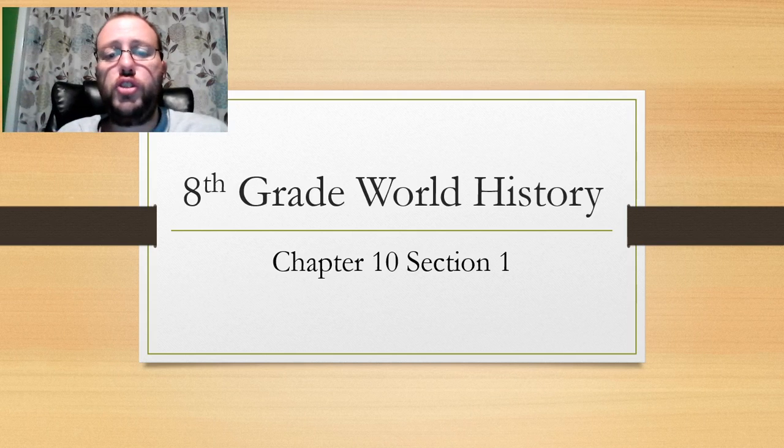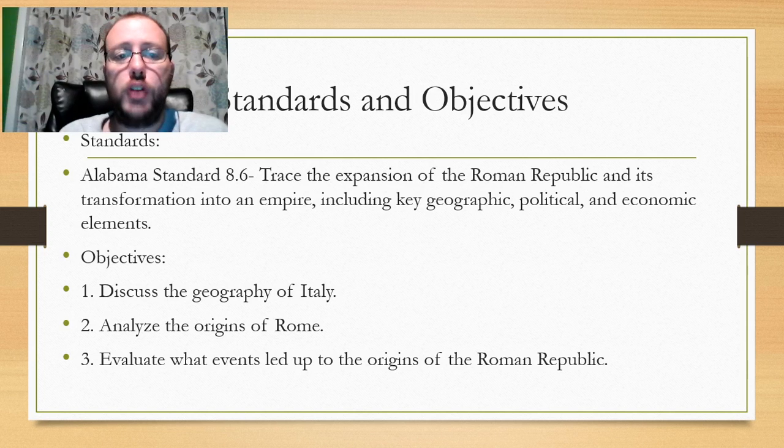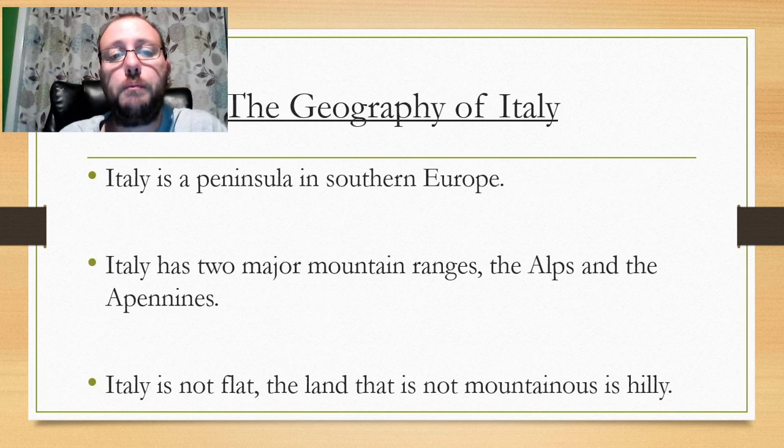Okay, so we're going to start in chapter 10, section 1, which is on the Roman world. So let's look at the standard and objectives for this first section. Standard 8.6: trace the expansion of the Roman Republic and its transformation into an empire, including key geographic, political, and economic elements. The objectives discuss the geography of Italy, analyze the origins of Rome, and evaluate what led to the origins of the Roman Republic. That's what's going to be in section 1.